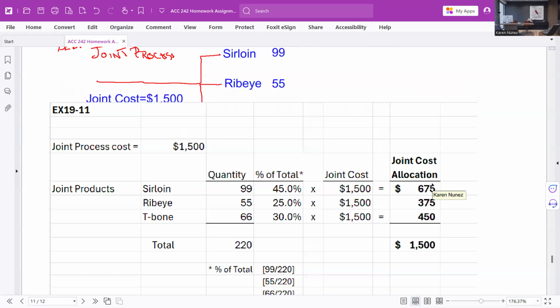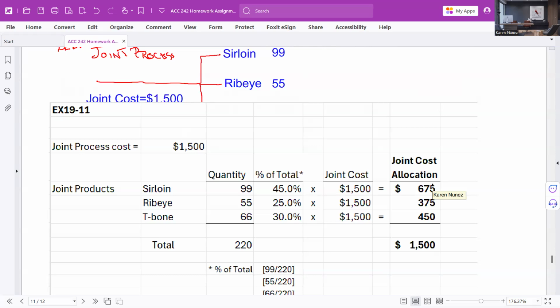Right. So hopefully this is starting to get a little bit easier because we're just doing the same thing for all these exercises, right? Figuring out the relative percentages based on the total. Just take the product divided by the total, get the percentage, multiply times the cost. That's really all we're doing.